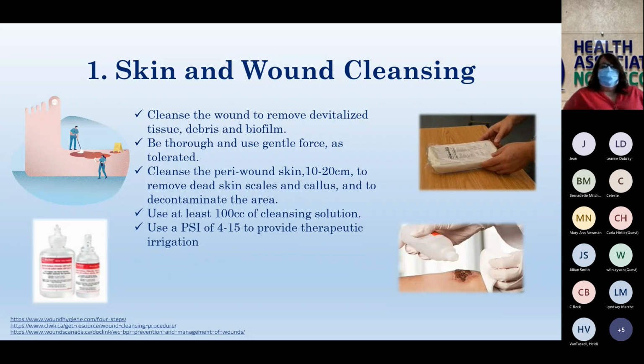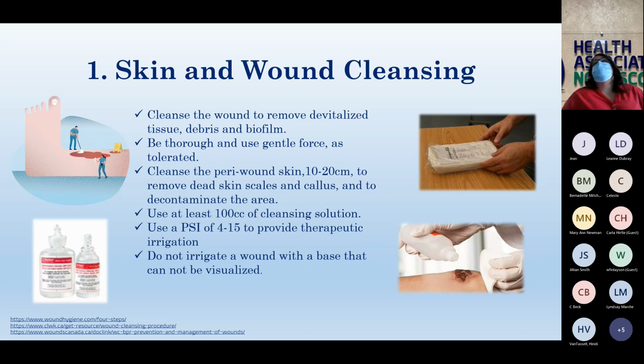All right, so again, speaking of pressure, between 4 and 15 PSI is sufficient and safe to cleanse or irrigate a wound without adversely impacting cellular activity, vital to wound healing, or inoculating the underlying tissue with bacteria. Regarding irrigation, do not irrigate a wound with a base that cannot be visualized. Undermining, sinuses and tunnels can only be irrigated when there's a known endpoint and all of the irrigation fluid can be retrieved.